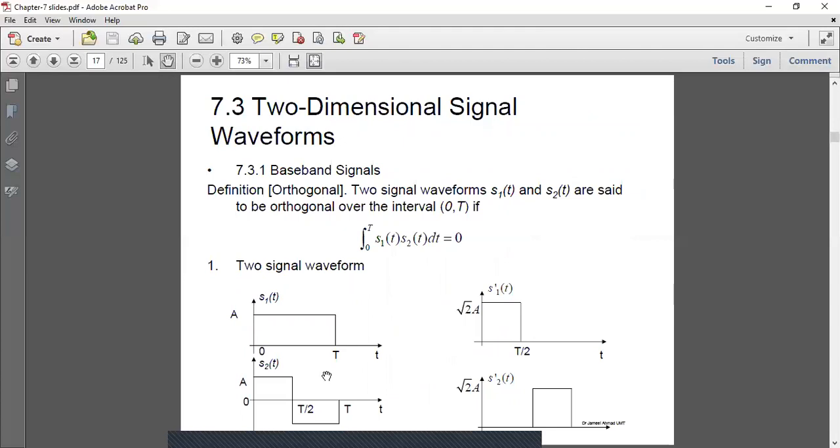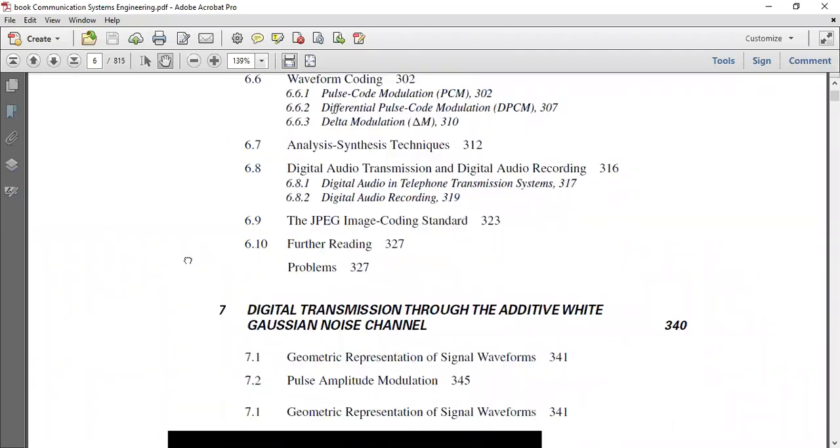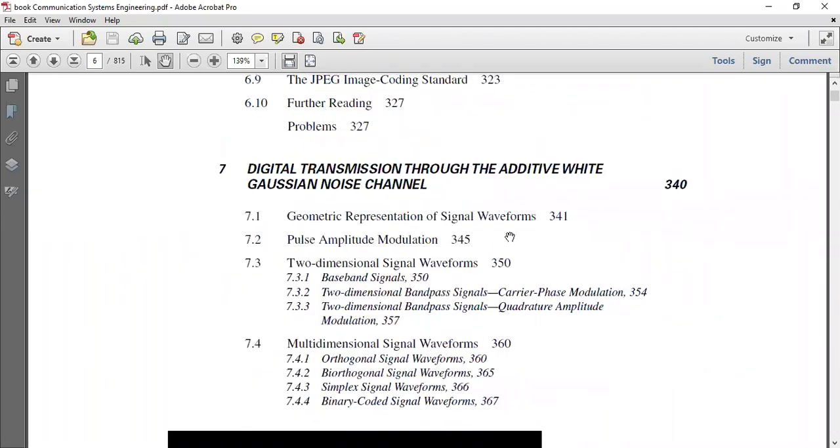So if we look at the contents of chapter 7, we have covered sections 7.1 and 7.2. 7.1 is geometric representation of signal waveforms, and 7.2 is pulse amplitude modulation. We also discussed two-dimensional signal waveforms in section 7.3, where we discuss baseband signals and bandpass signals.